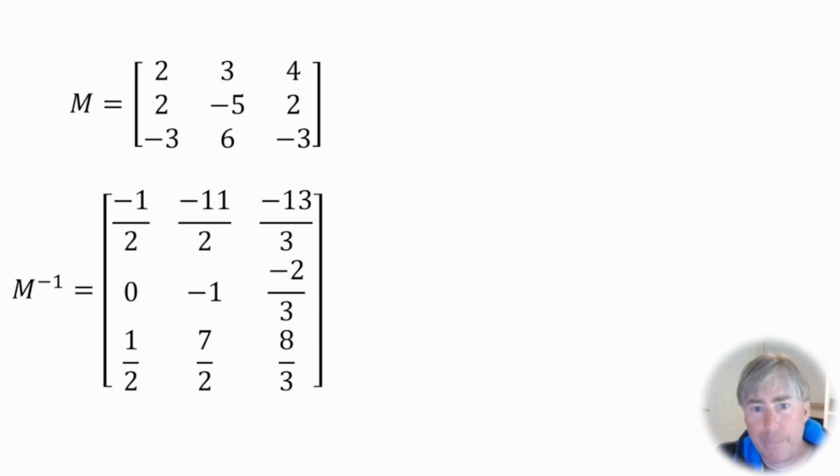Okay, so we've got our matrix M and the inverse matrix M to the negative 1, and I'm going to go through the calculation of multiplying the two together. So effectively what I'm going to be doing here is M multiplied by M minus 1. Well, I'm not going to do the whole thing, I'm going to do one row just to remind you how the calculations work.